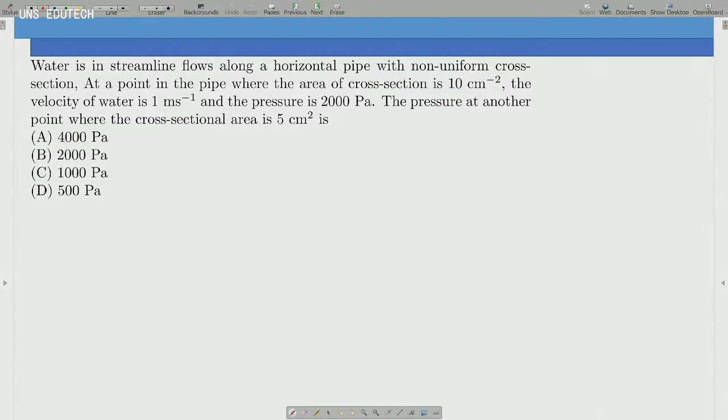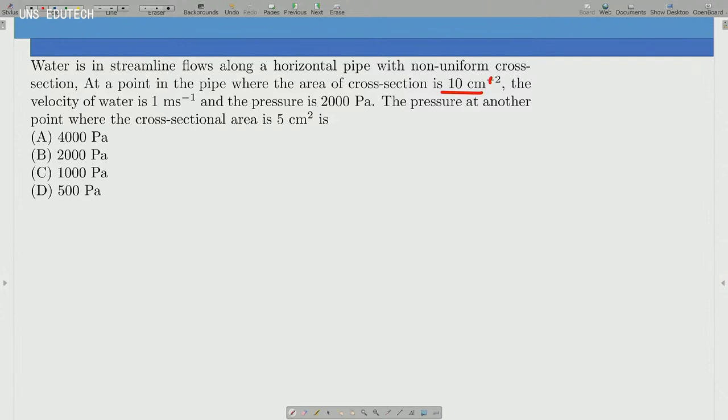Water in streamline flow moves along a horizontal pipe with non-uniform cross section. That means the area is changing in between, okay. At a point in the pipe where the area of cross section is 10 centimeter square, remember, 10 centimeter square is the area of cross section, okay. The velocity of the water is 1 meter per second and the pressure is 200 Pascal at that location. The question is the pressure at another point where the cross sectional area is 5 centimeter square.